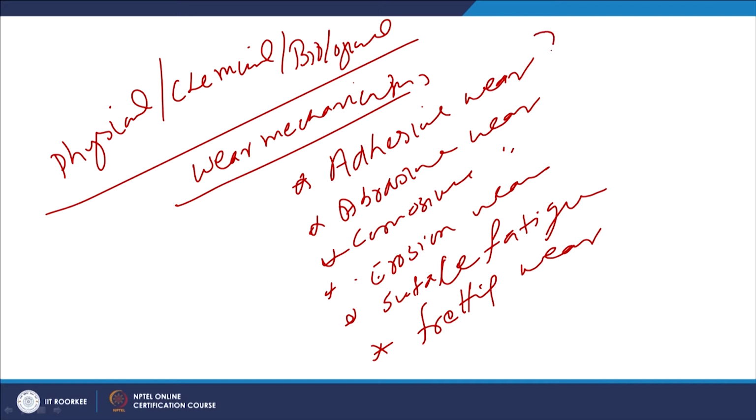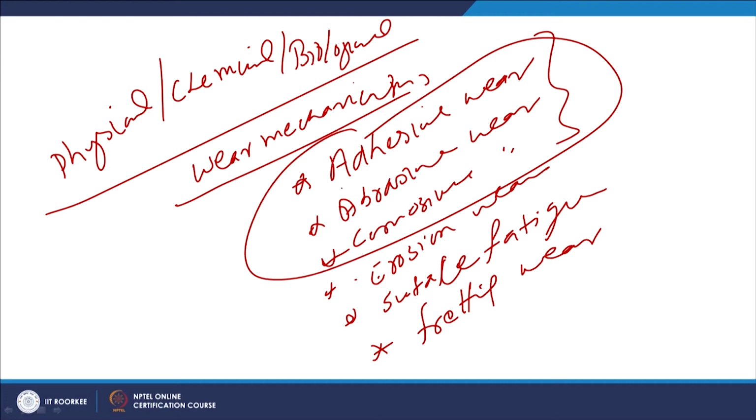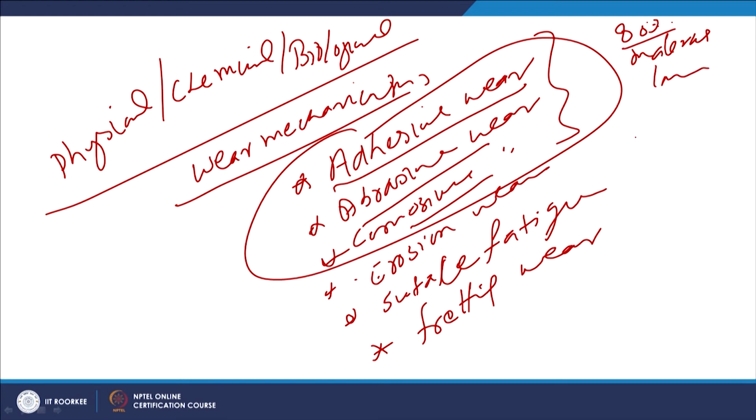If we see these three types of wear, adhesive wear, abrasive wear and corrosive wear, the combination of these three types of wear in general leads to 80% of the material loss. 80 to 85% of the material loss is caused by adhesive wear, abrasive wear and corrosive wear.